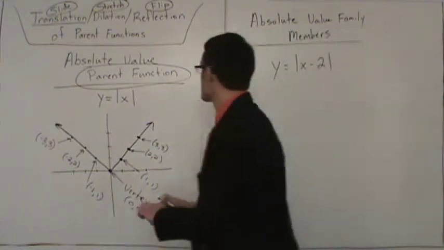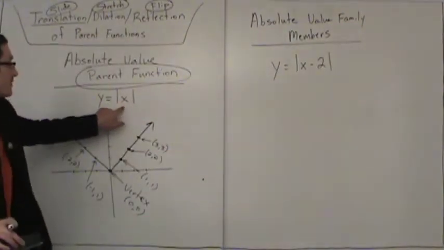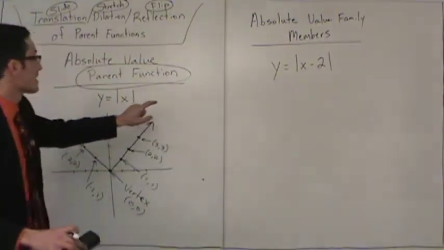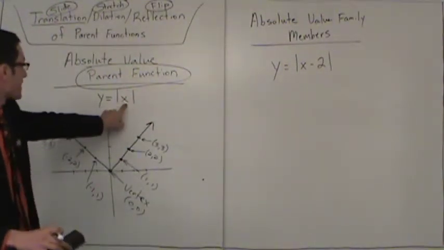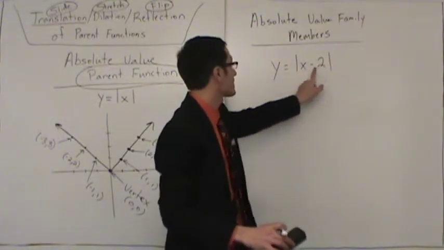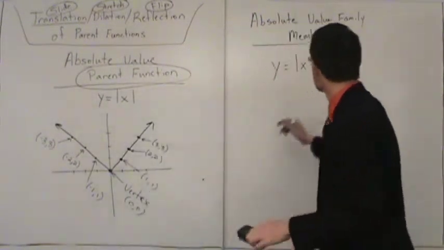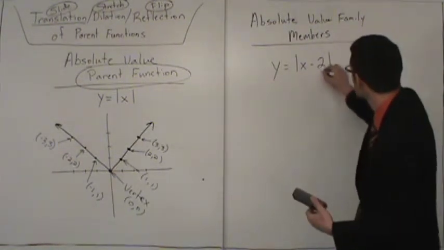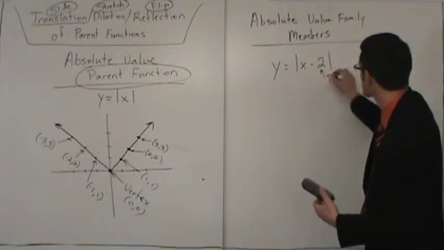Now I want you to notice there's something different about this original parent function and the function in the family given here, the member. Notice in the parent function we just have absolute value of x. In this family member we have the absolute value of the quantity x minus 2. So you notice 2 is being subtracted from x inside the absolute value. What this results in is a translation.